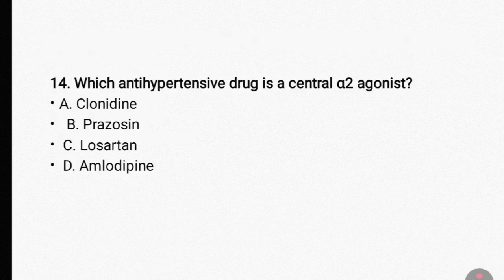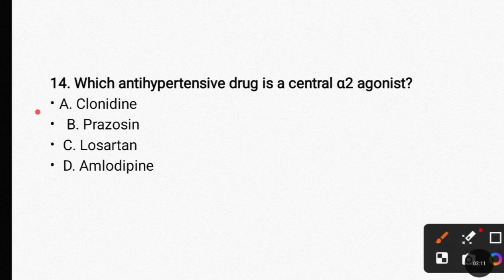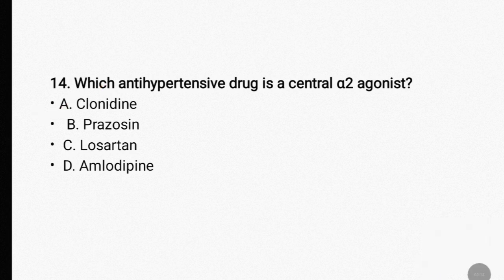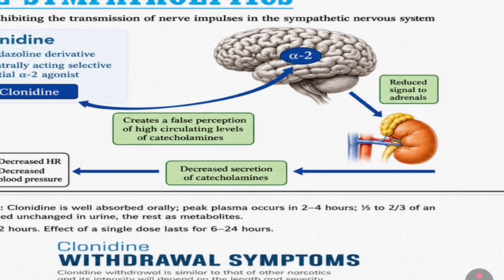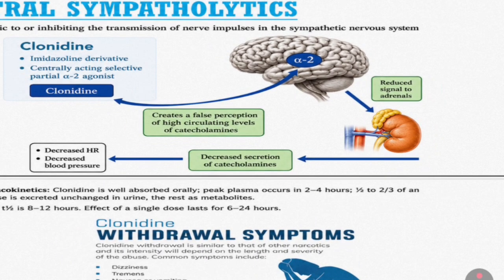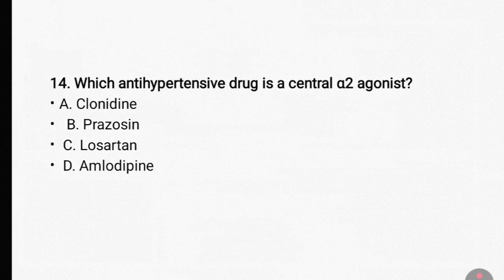Which antihypertensive drug is a centrally acting alpha 2 agonist? Here the right answer is clonidine. Clonidine acts as an alpha 2 agonist. Here in this picture we see how clonidine acts on alpha 2 receptors as an agonist and reduces the hypertension.